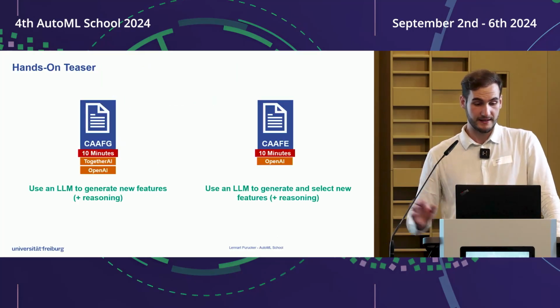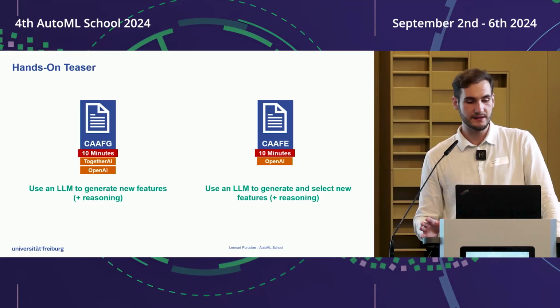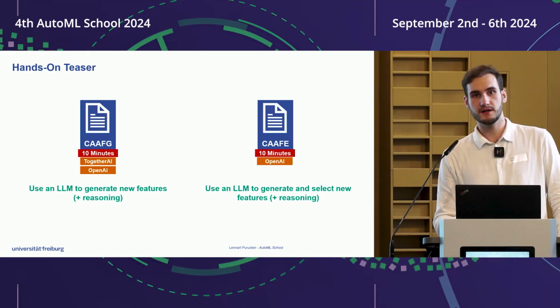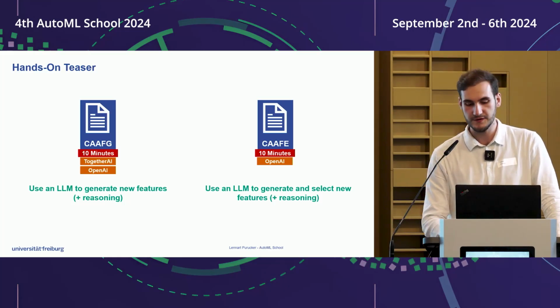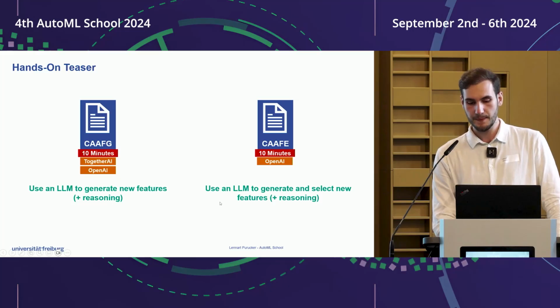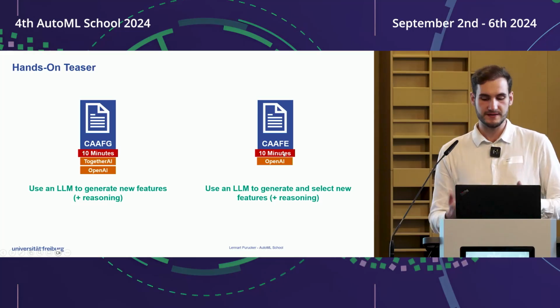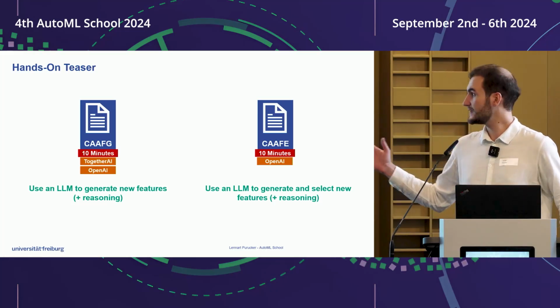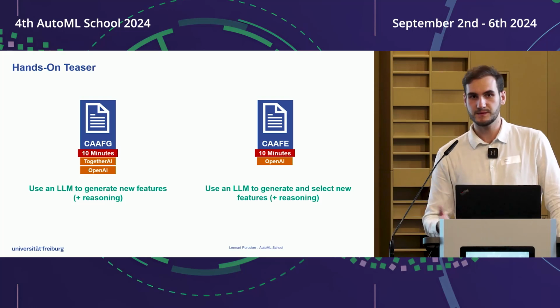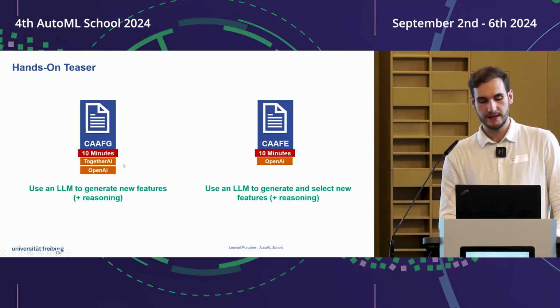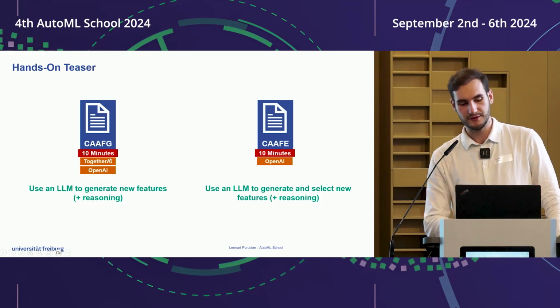All right. The hands-on that I'm just teasing here will be twofold. So I will have two Colabs on the topic of automated data science or LLM feature engineering. One is using CAAFE, the tool that we have developed, and you just play around with it. And this will need an OpenAI key because you need to have access to an API. So that's one downside. And then we have context-aware automated feature generation.